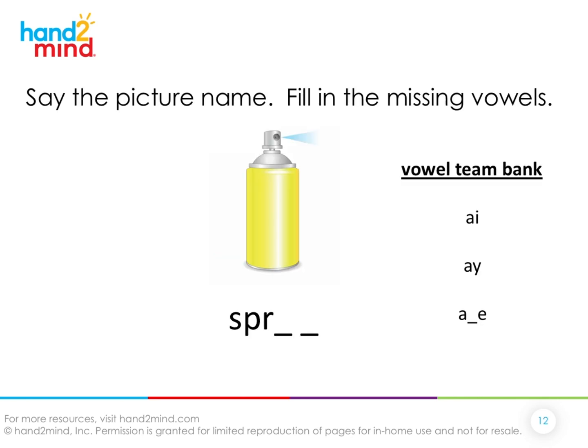Perfect. Now I'm giving you a word, and you need to tell me what is the vowel team that is missing. And to make it a little easier, I gave you a team bank with the 3 different vowel teams we're going over today. A-I, A-Y, and A blank E, or silent E. Now, when we're going over our vowel teams, we talked about vowel teams that are usually at the beginning, usually at the end, and usually in the middle of a word.